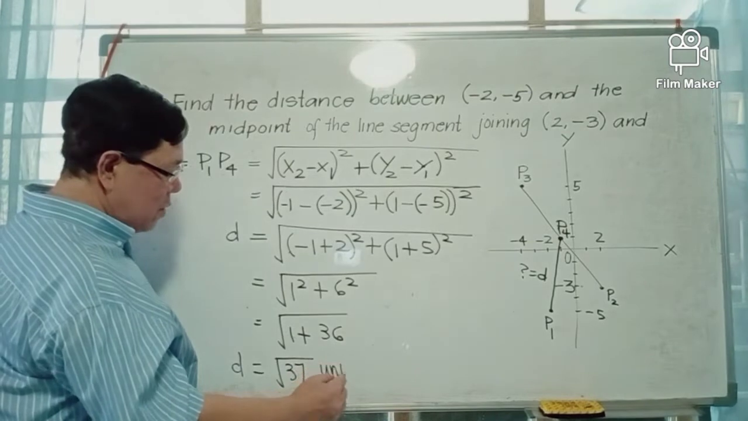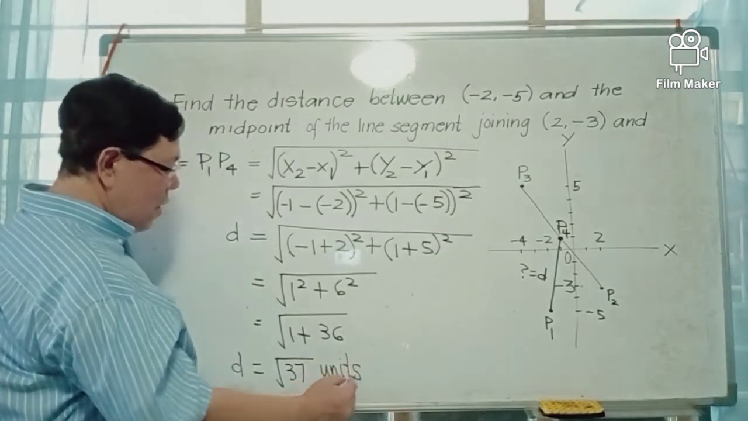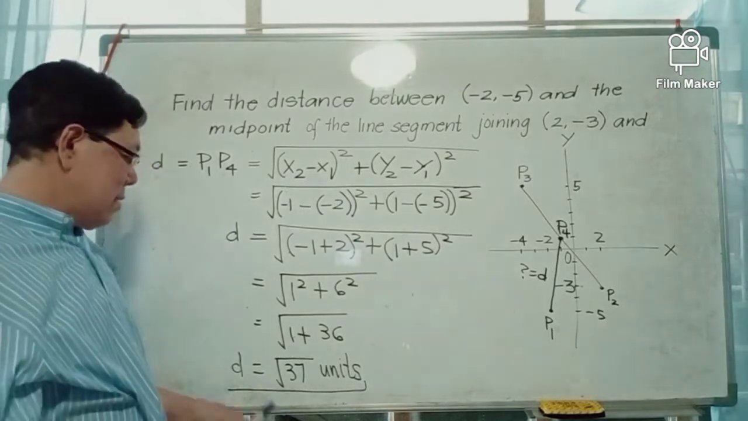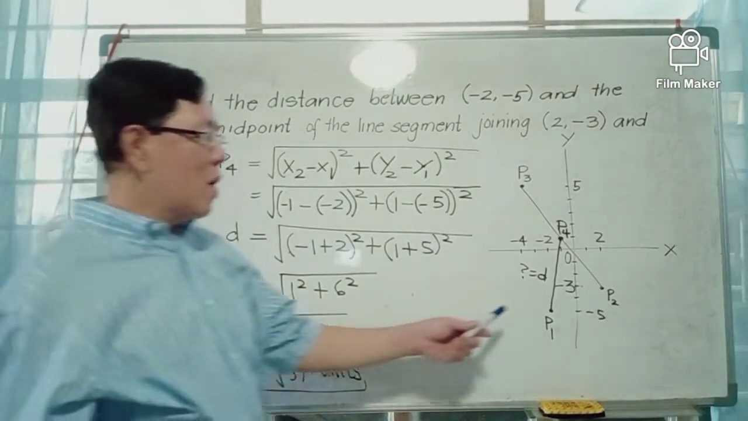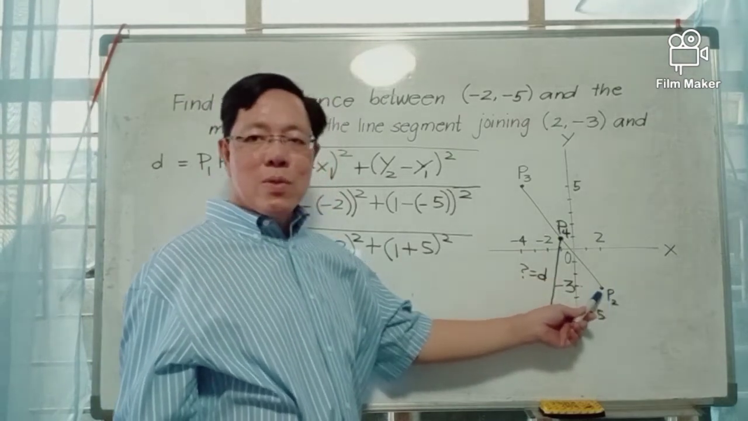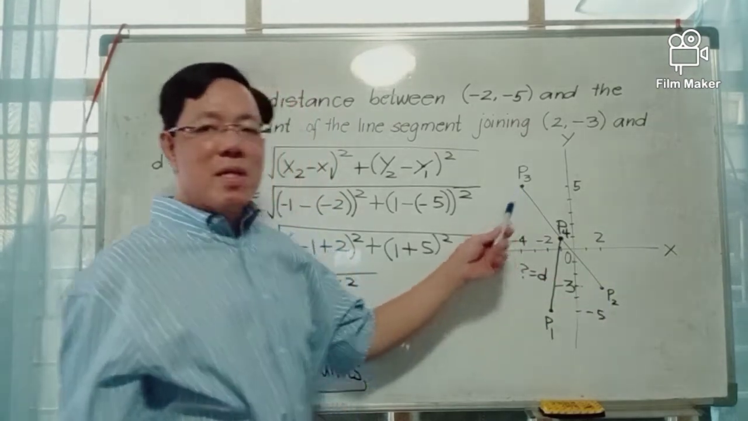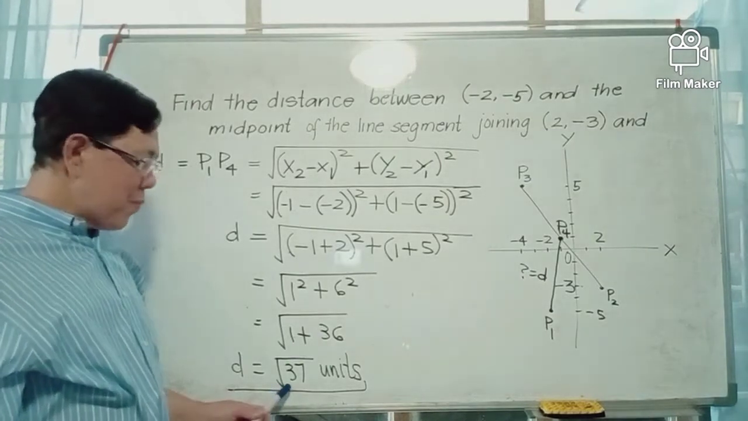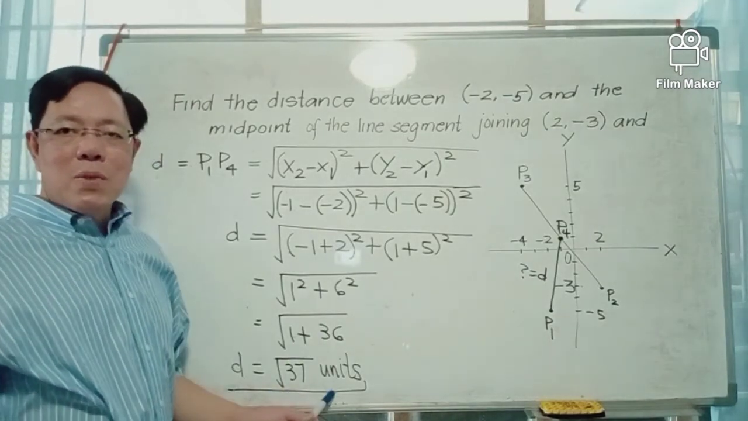And we do not know the units of the distance, so we simply write: the distance between P1 and the midpoint P4 of the line segment through the endpoints P2 and P3 is equal to the positive root of 37 units.